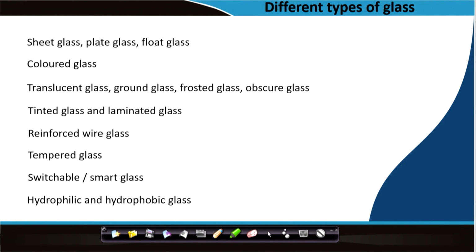So, you can understand that it is not one type of glass being used for a particular building. For different types of buildings with different purposes, we can use many types of glass, which we will elaborate in our next lecture.